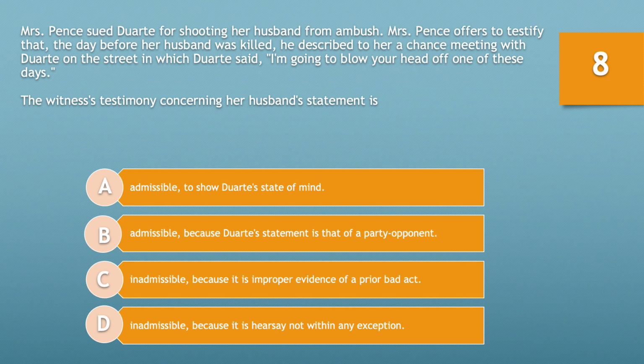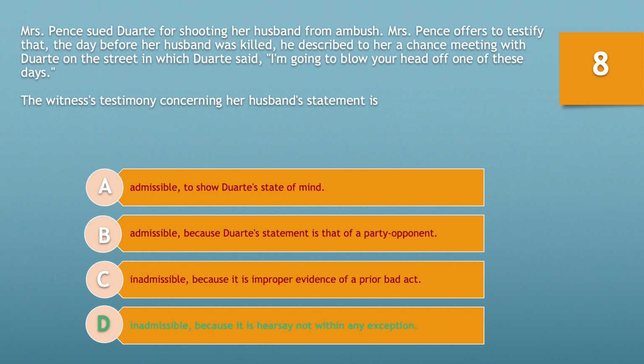statement is that of a party opponent, C, inadmissible because it is improper evidence of a prior bad act, or D, inadmissible because it is hearsay not within any exception. Take 10 seconds and see if you can choose the best option. The best option is D, inadmissible because it is hearsay not within any exception.